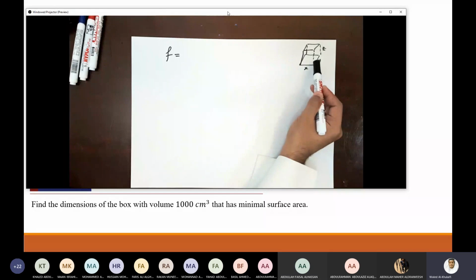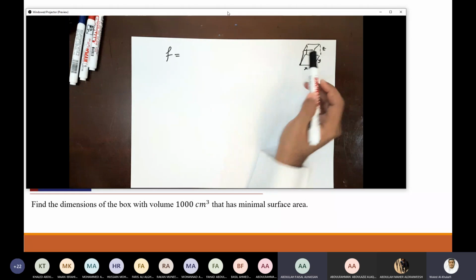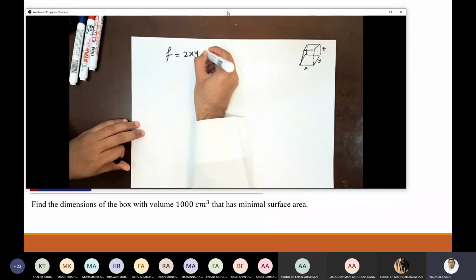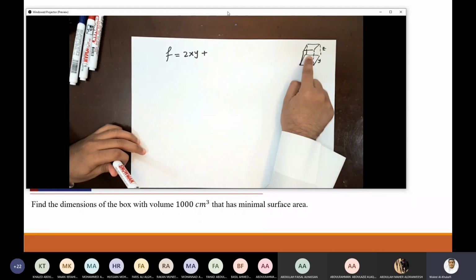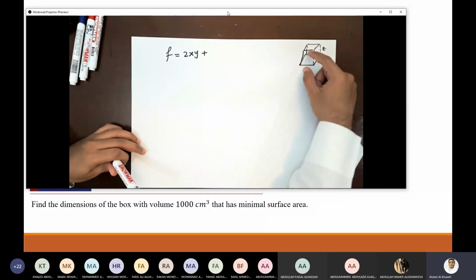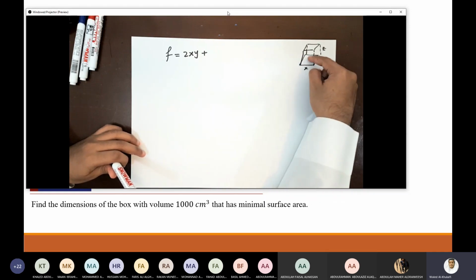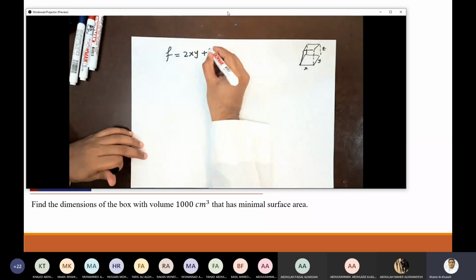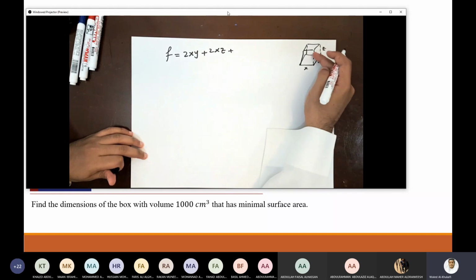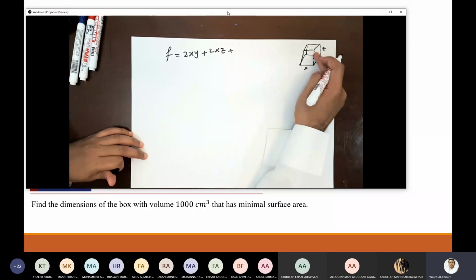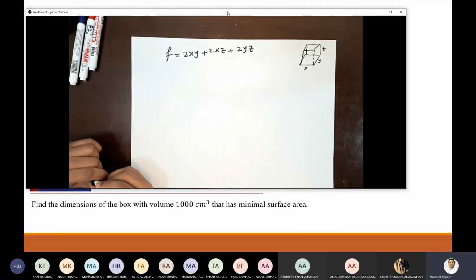xy. How many faces similar to this one? You have the top also, right? So you have 2 of them. So then you're gonna say 2xy plus, then you have this face in the front. The dimensions here are x and z, so we're gonna say x times z. You have this face and the one behind, so we have 2xz plus, and then you have this yz. The area of this face is y times z. You have one, and another one behind. So we have 2yz.